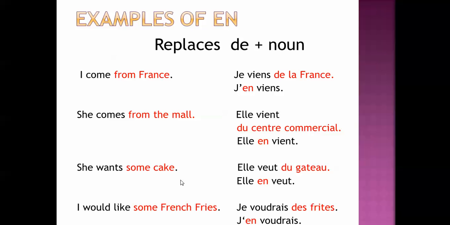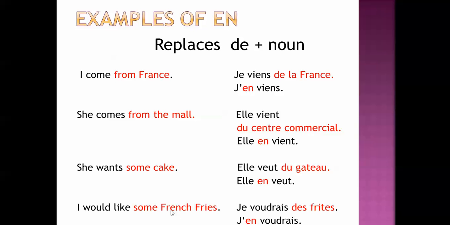Okay, when we're talking about food, this is really where you use en most of the time. I would say 90% of the time because it's something called the partitive. When you don't want all the cake in the world, you just want some, you're going to use en to say some. Elle veut du gâteau. She wants some cake. "Du gâteau" is replaced with en. You say elle en veut. You can translate it like she wants it or she wants some.